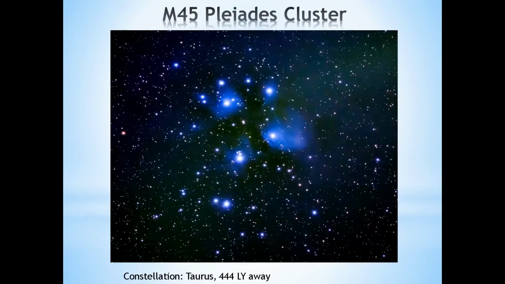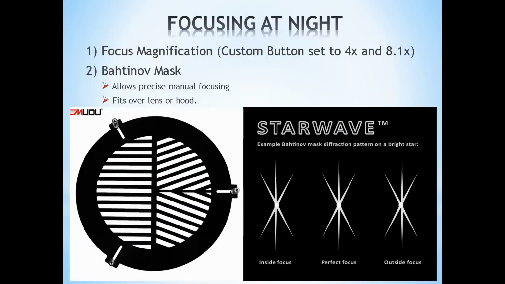Here's a shot of the Pleiades, or the Seven Sisters, about 400 light years away. This is what a Bahtinov mask is, to help with focusing. It's essentially a disk with this pattern etched into it, and you put it over your lens and point at a star, and you get these pictures.